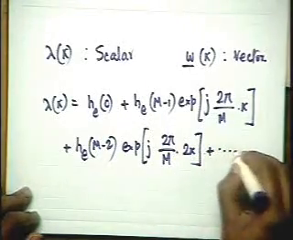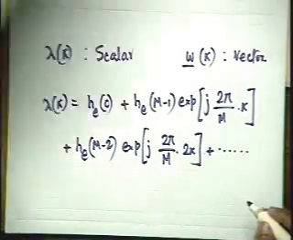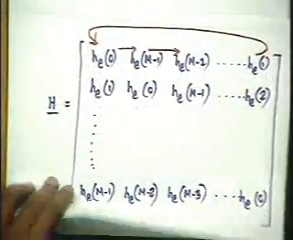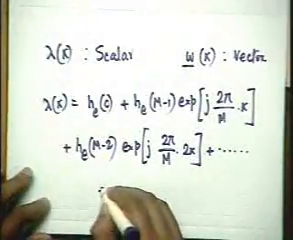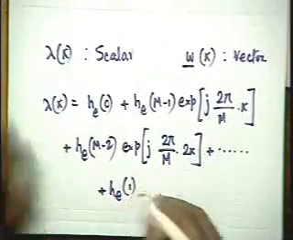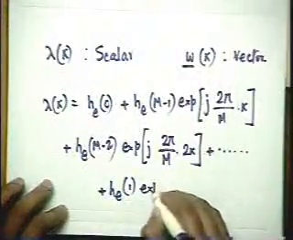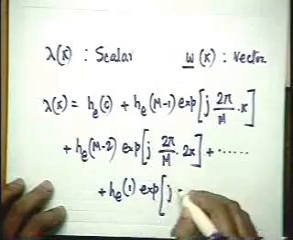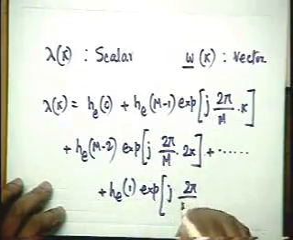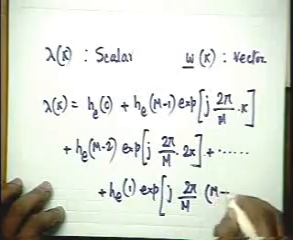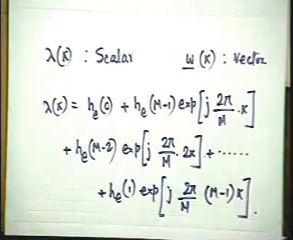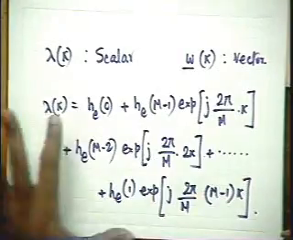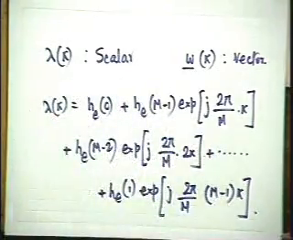Like this I form a series consisting of how many elements? m number of elements, and the last element in this series is HE1. What is going to be the multiplication factor for the last? Exponential to the power j 2 pi by m into m-1 into k. This is going to be the last term here. So that is how I define a scalar quantity lambda k. Lambda k is scalar, isn't it? You can clearly see lambda k is a scalar.